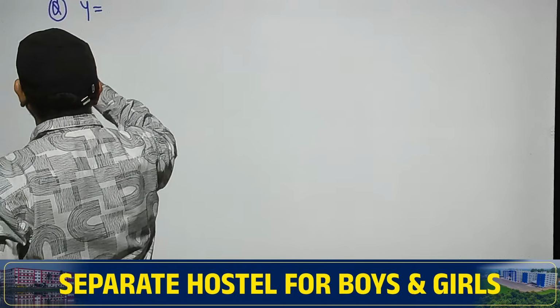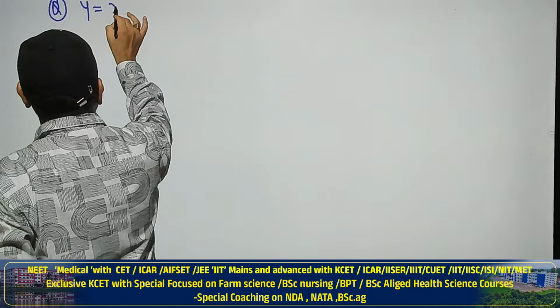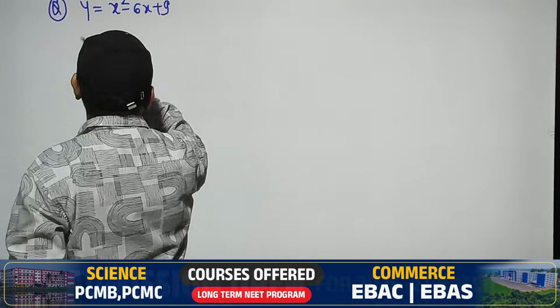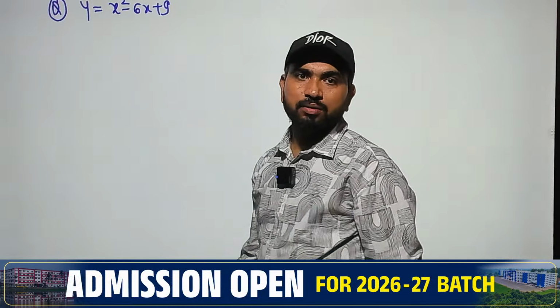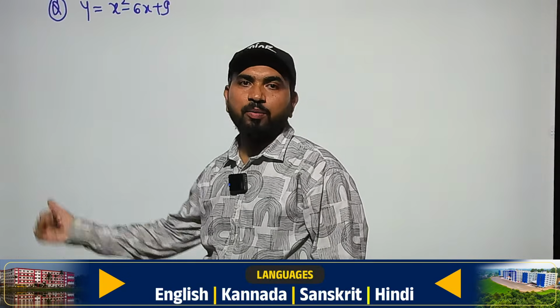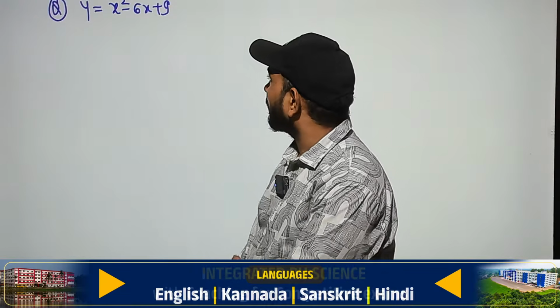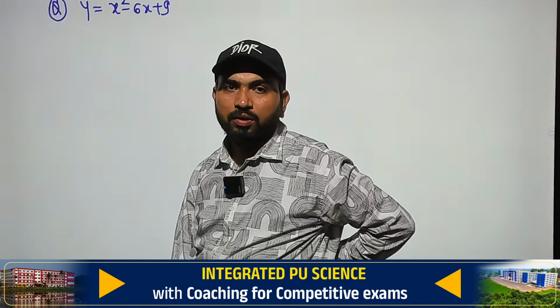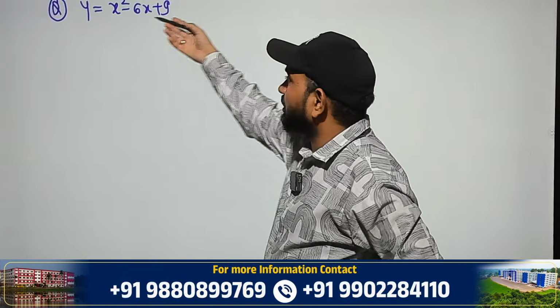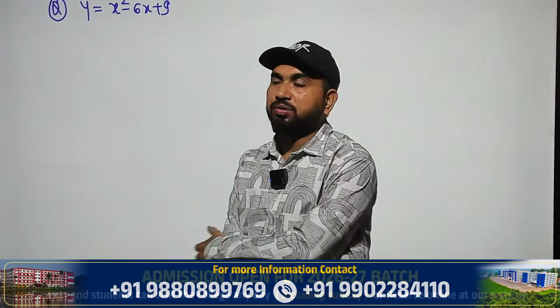y is equal to x square minus 6x plus 9. Just draw the graph of this function. Is anything negative? No doubt, sir. Okay, draw the graph of this.